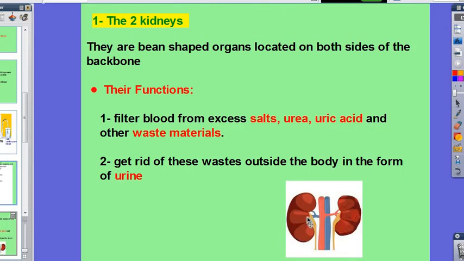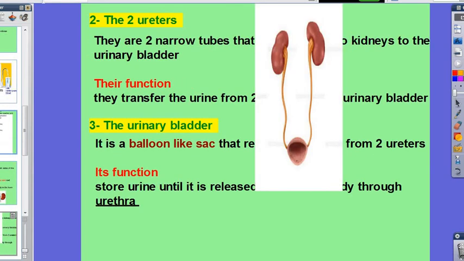Like we said, I have here the two kidneys. They are bean-shaped organs located on both sides of the backbone, and they filter the blood for the formation of the urine. As we know, excess salts and water, and we also have urea and uric acid, which result from the breakdown of protein, like we said before. This is the function of the kidney.